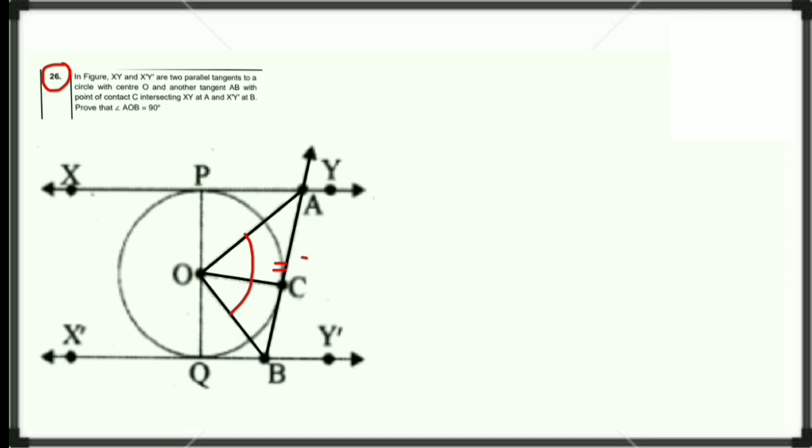is 90 degrees. So firstly, let's assume this is angle 1 and this is angle 2 and this is angle 3 and this is angle 4. Now, let's take these two triangles, this and this one. Okay, let's write over here. In triangle AOP and triangle AOC, OP equal to OC.